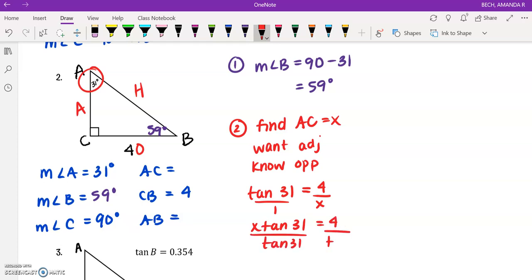Divide, and we'll have 6.66 if we round to the nearest hundredth.